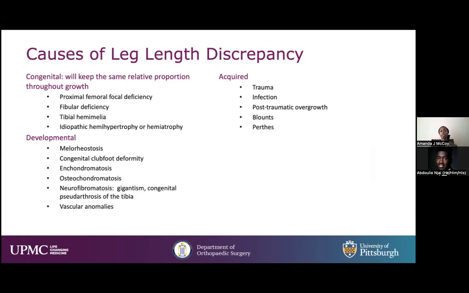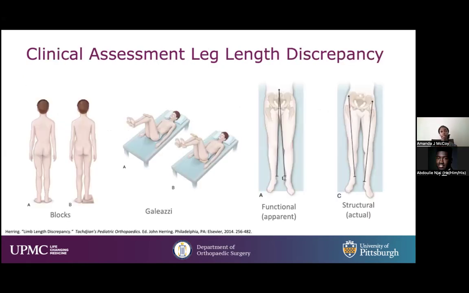throughout growth. And then you can have developmental, which can come from neurofibromatosis, clubfoot, and then you can have acquired, and that would be trauma, infection, post-traumatic overgrowth from a femur fracture, Blount's disease, Perthes disease. So when you're evaluating a leg length discrepancy, you want to do it both clinically and radiographically.